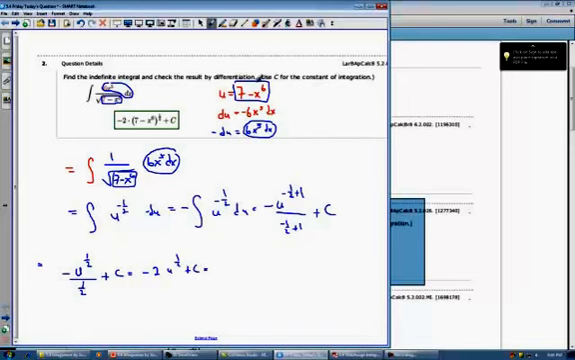Plug back in, since I made a substitution. So I get 7 minus x to the 6 here, so I have negative 2 times 7 minus x to the 6 to the positive 1/2, all plus c. Right, so now that's my answer, and obviously it corresponds to the answer they gave here, but we can check it.